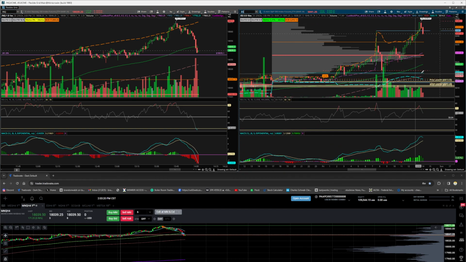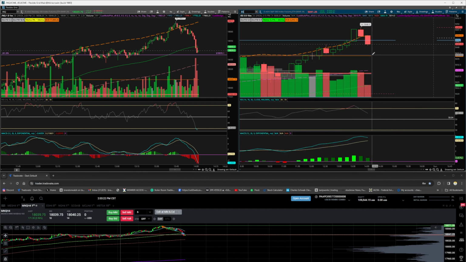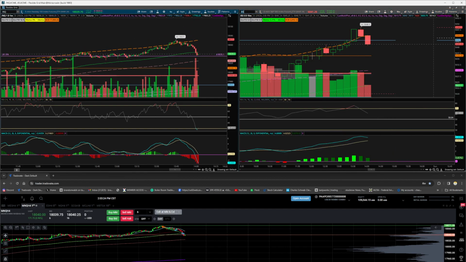Both had good setups, but if you notice, the ES was closer to volume area high. NQ was not. NQ was farther away. Okay. So burn that image into your head, much closer. So NQ had further to fall. And we all know NQ does its thing and moves much faster.